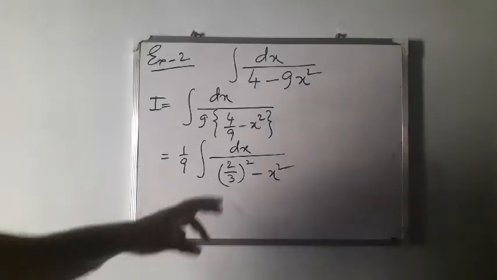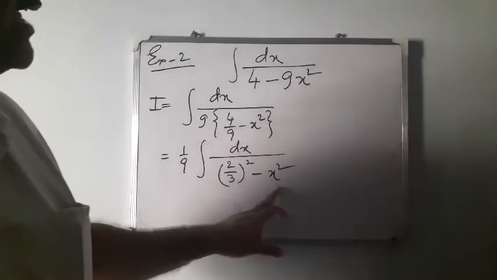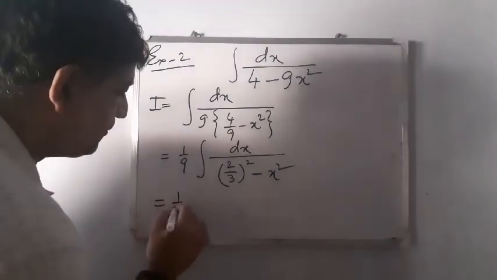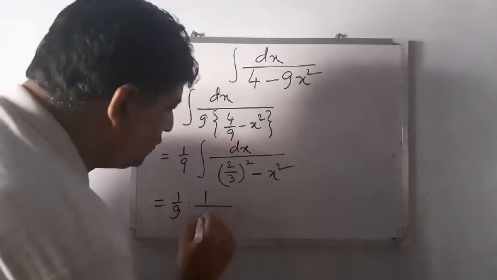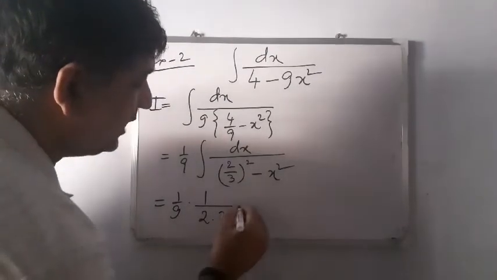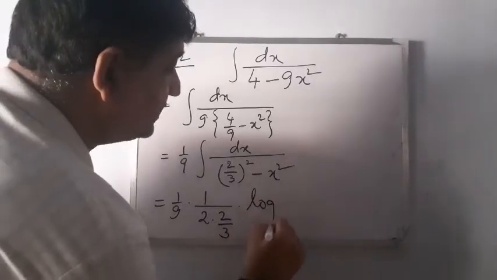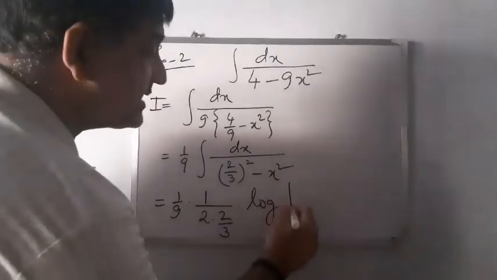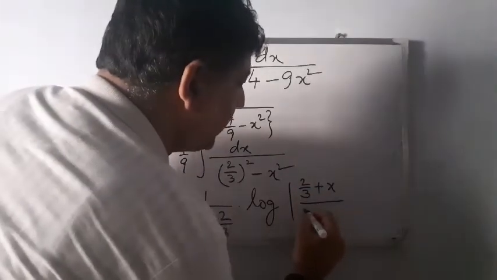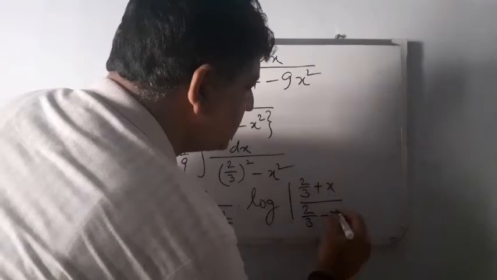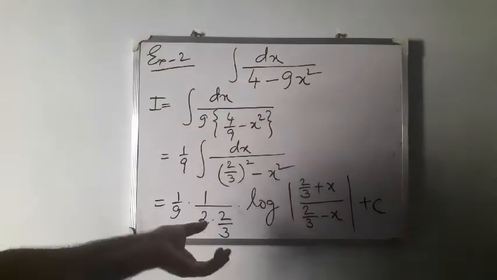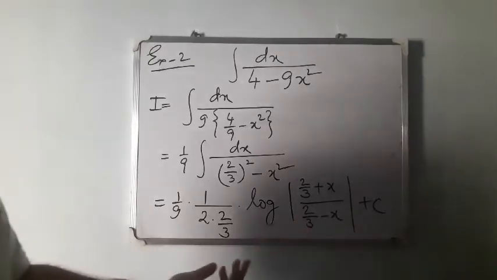It is of the form integral dx by a square minus x square. So our formula is 1 by 2a into log mod, that is a plus x by a minus x. Here a means 2 by 3, so 2 by 3 plus x by 2 by 3 minus x, and then mod closed plus c. So after simplifying this result, you will have your answer.